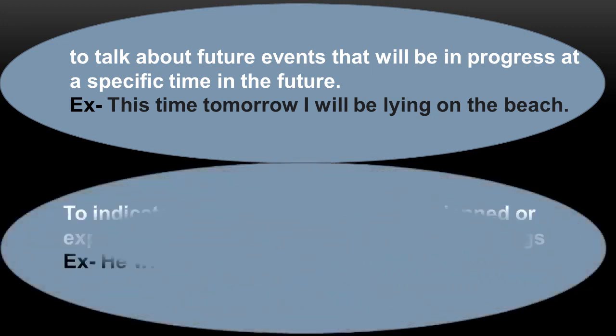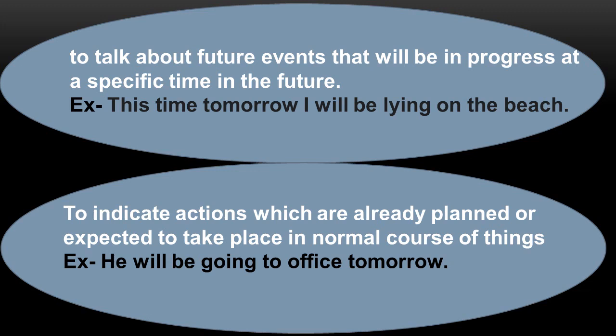Then another use we have is to indicate actions which are already planned or expected to take place in the normal course of things, right? That means which are already planned and that will happen as they are a part of normal things or a normal daily routine. For example, he will be going to office tomorrow, right? That is expected to take place. So in such cases we use the future continuous tense.